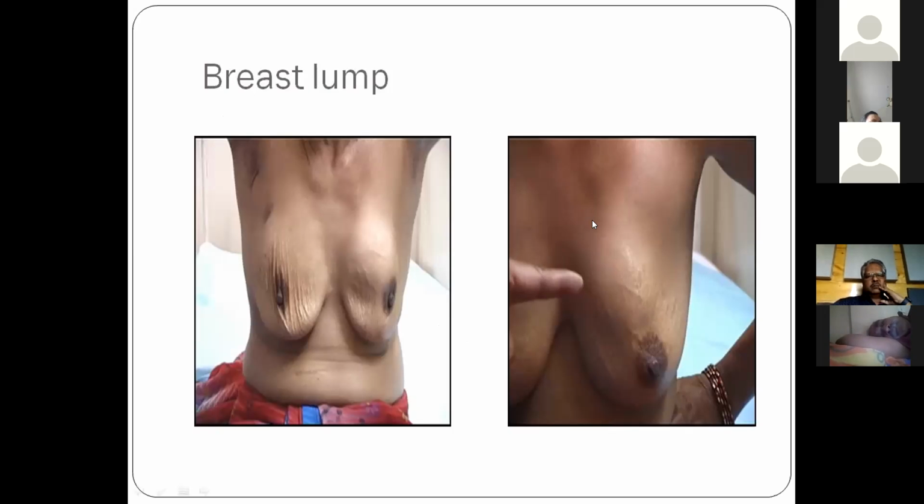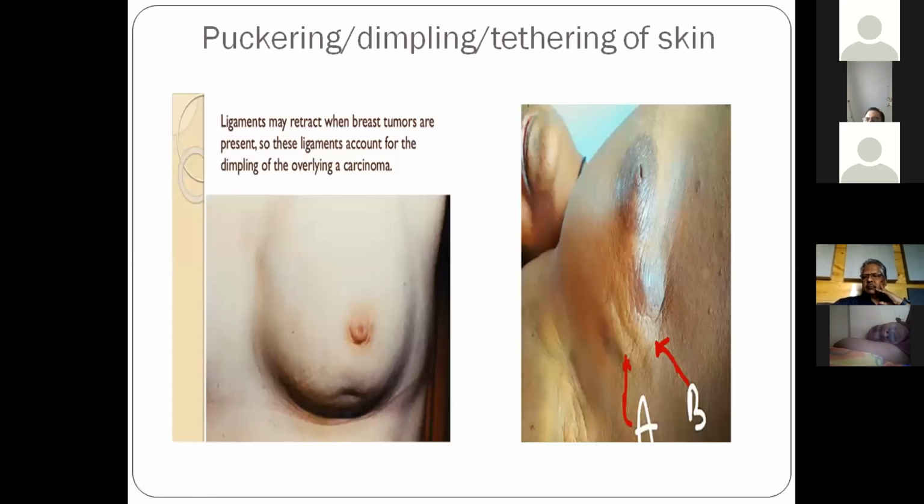Right, in this picture, you can see that there's an obvious mass here. So when you're doing inspection, you need to make a note of it, the approximate size, and all those things you'll have to mention.